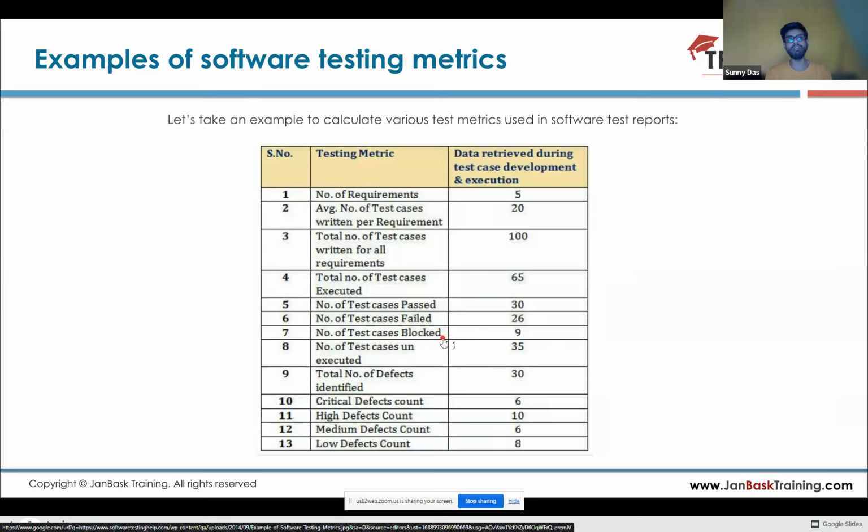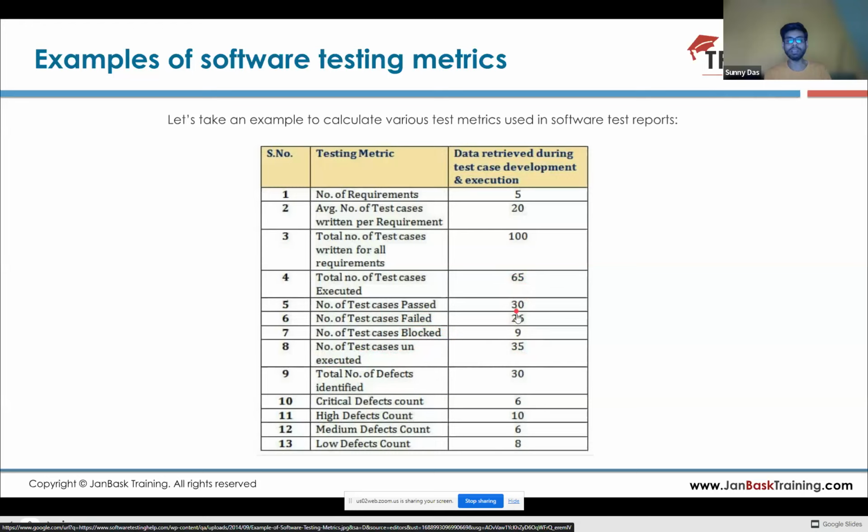That means you have not even executed those test cases, and they are blocked. You won't be able to execute them because of a particular defect, and until that defect is fixed, you won't be able to execute these test cases. So that is the difference between failed and blocked test cases. And the number of test cases unexecuted is 35, because you have 65 executed test cases, so 35 test cases are still remaining to be executed.